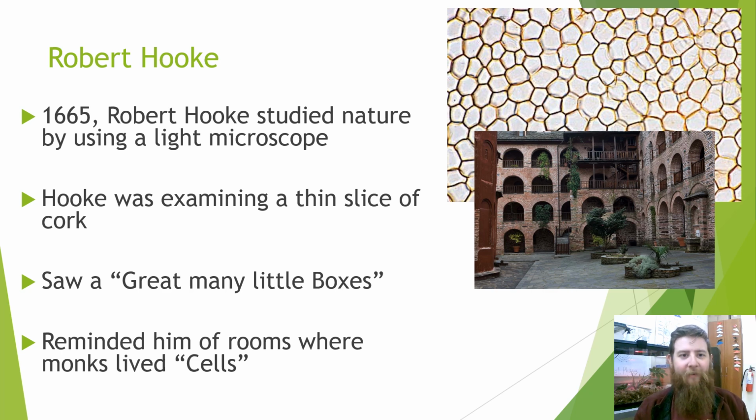Robert Hooke is credited with finding the first cells. He was actually finding the cell walls of plants, which is very fun for our plant science class here. He was studying nature using a light microscope. He looked at a very thin piece of cork, and he saw that top image here, a ton of little boxes, and they reminded him of rooms where monks lived. And these rooms right up here above me, that is what monk cells look like, and that's what cells are named after.